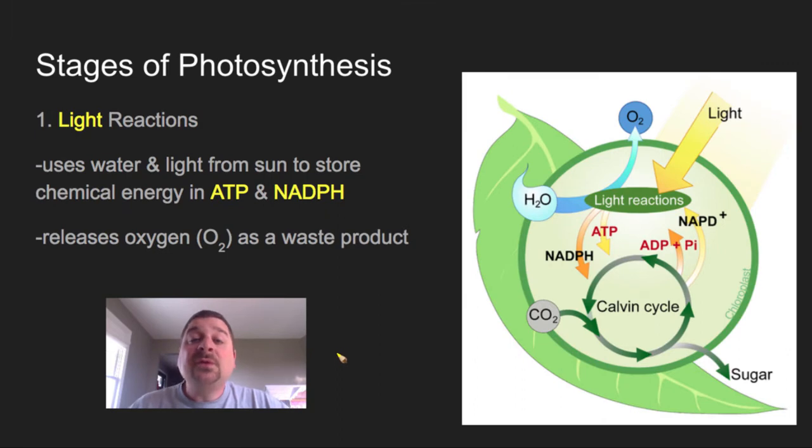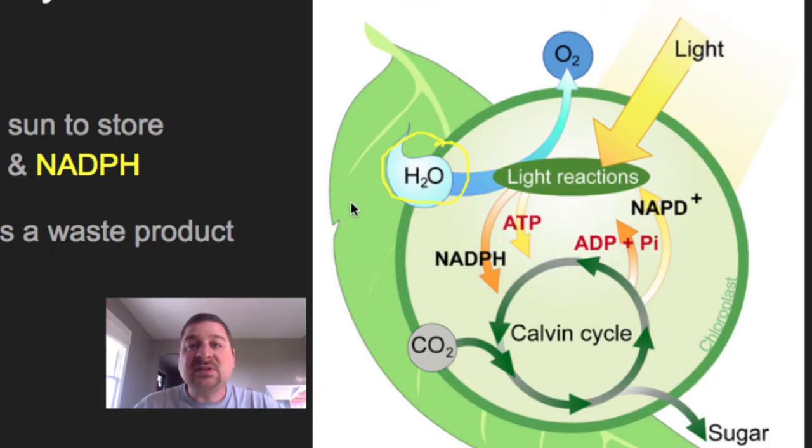The process of photosynthesis is split into two stages, what we call the light reactions and then the Calvin cycle. The first one is the light reactions. The light reactions are going to be using the water that the plant is taking up through its roots, up through its stem, out to the leaves where photosynthesis is happening. And light, obviously from the sun that's hitting the plant, is going to be taken into the leaf as well.